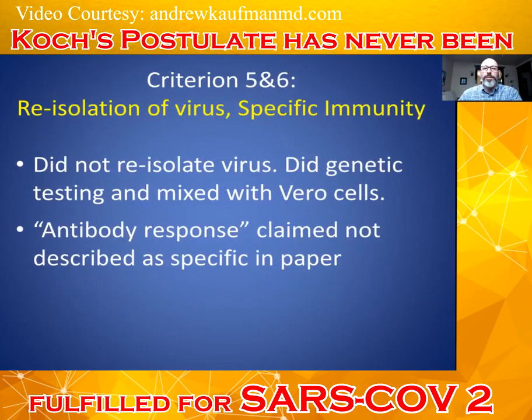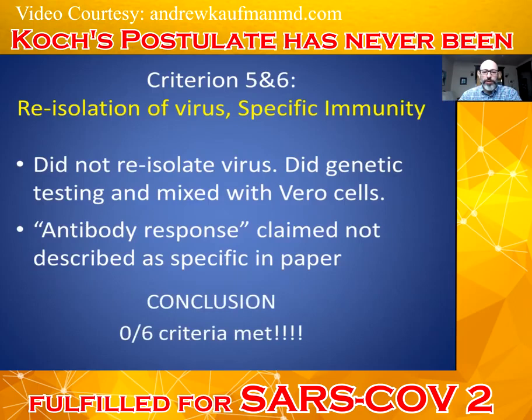So criteria 5 and 6, re-isolation of the virus and specific immunity. They did not re-isolate the virus. Instead, what they did was genetic testing. And once again, they took secretions from those macaques and mixed them with Vero cells in culture with antibiotics, just as in the original procedure. So there was no isolation in that. And they did say that there was an antibody response, but they did not describe the specificity of that or test it against other antigens to determine that. So in conclusion, they met 0 of the 6 criteria.